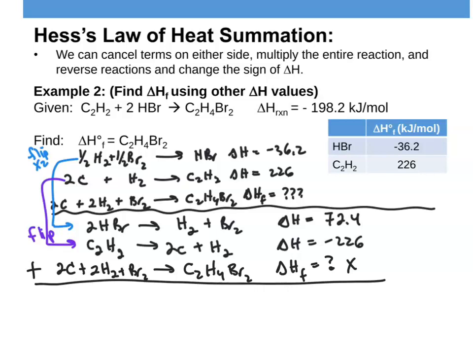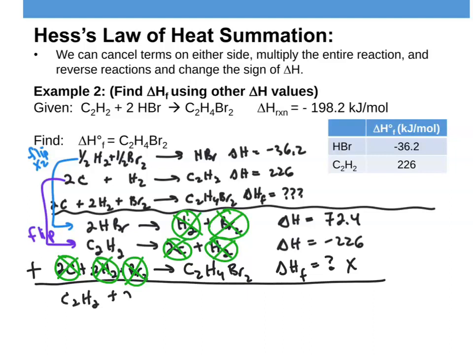let's see here. I've got 2 carbons on the left, 2 carbons on the right. They cancel. I've got 2 H2s on the left, and I have 2 H2s on the right. Those cancel out. I've got a Br2 on the right and a Br2 on the left. Those cancel out, which leaves me with exactly the equation that we were supposed to get, which was C2H2 plus 2 HBr. It's the only thing that's left over on the reactant side. Goes to C2H4Br2.